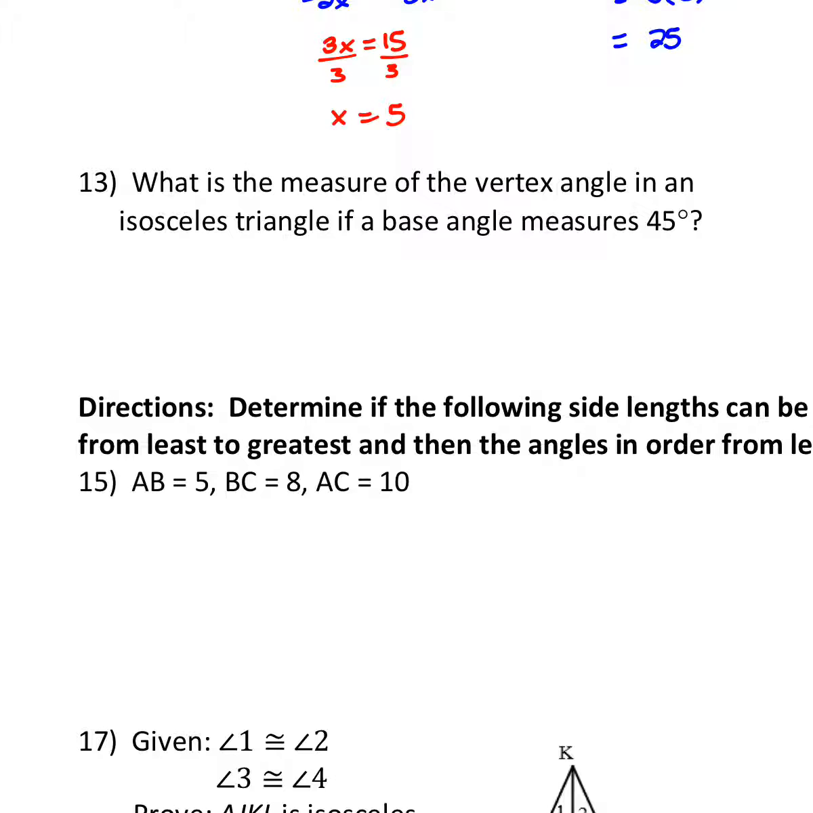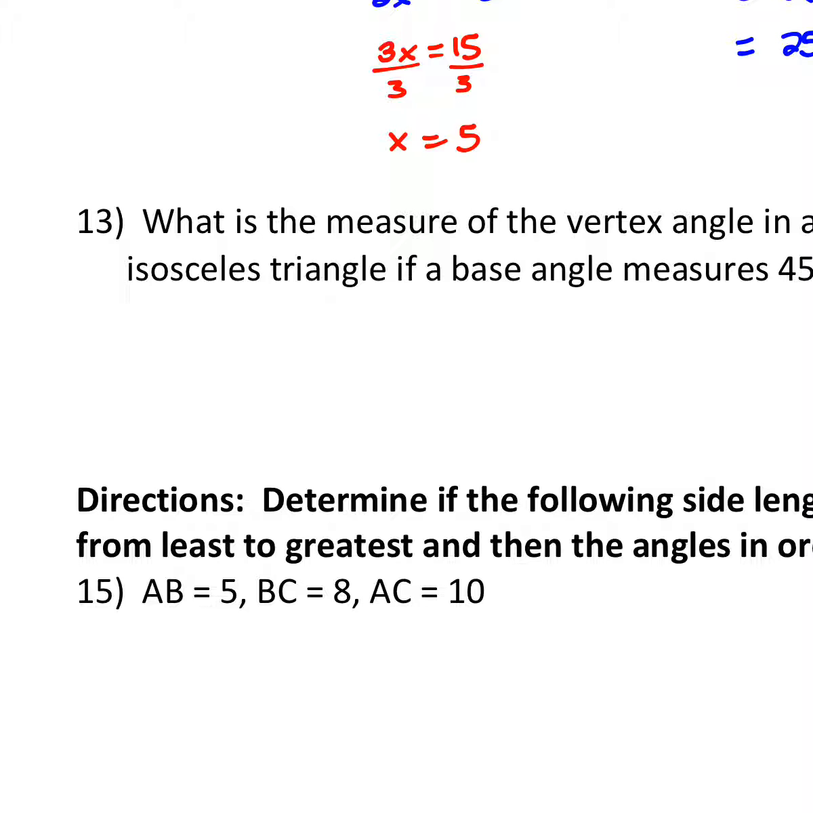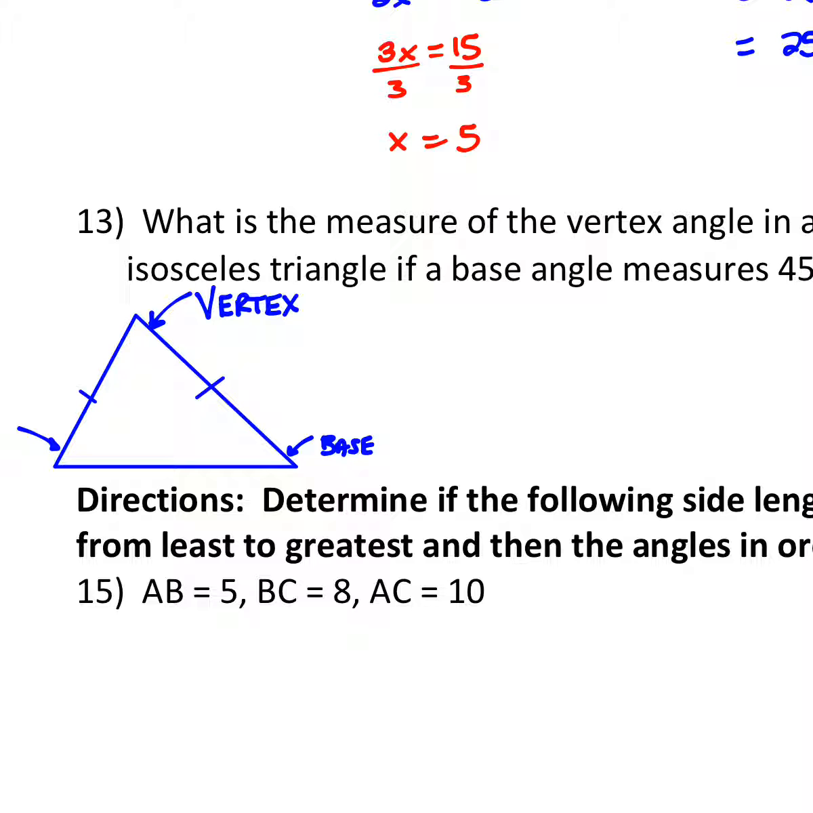13. What is the measure of the vertex angle? So if we think back to what we learned on Tuesday, I've got my isosceles triangle. It doesn't look very isosceles, but I told you. So this joker up top, that's not congruent. That's my vertex angle. And these two guys on the bottom are base angles. They are congruent to one another.